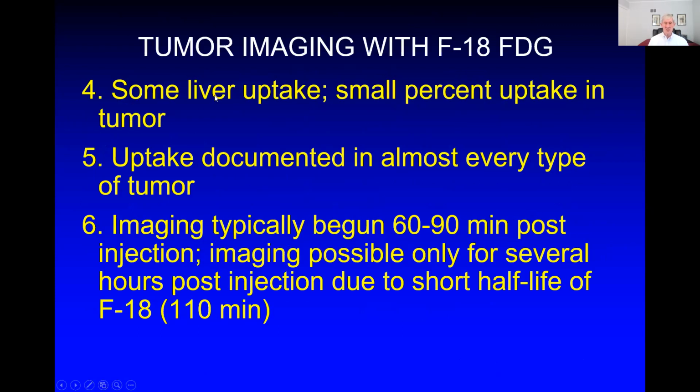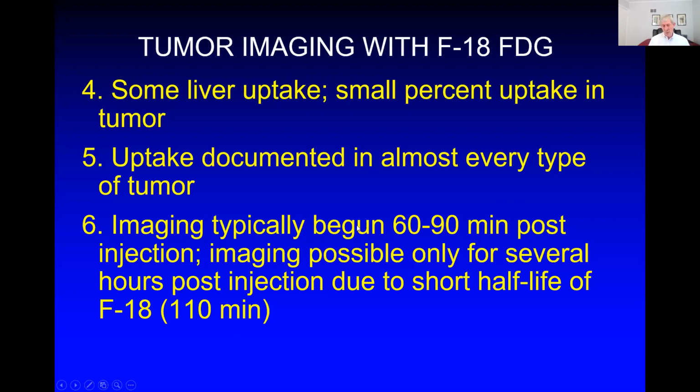We will typically see some liver. Percent uptake in the tumor is usually pretty small, maybe up to 5%. And there's uptake in almost every kind of tumor imaginable. And there are two exceptions to this rule. One is prostate cancer. The insurance companies, based on a Medicare decision, will not even reimburse for FDG PET in prostate cancer because it doesn't work very well. The other case is renal cell carcinoma, these encapsulated tumors that are in the kidneys. They don't take it up either.